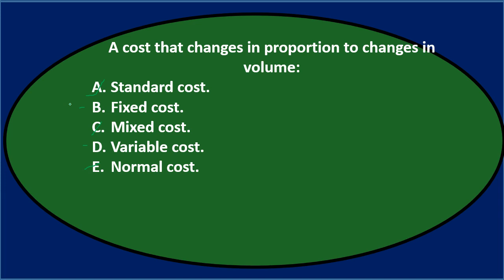A cost that changes in proportion to changes in volume. It doesn't say total here, but we're implying total. The costs that are going to change in total with relation to changes in volume will be the variable costs. If we talk about per unit, it gets a little bit tricky because the per unit cost will remain the same no matter how many units we make, which is a little bit strange. But when we think about total variable costs, which is where it gets its name, the variable costs will change as production volume goes up or down, whereas total fixed costs will remain the same.